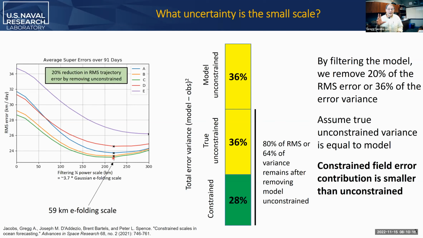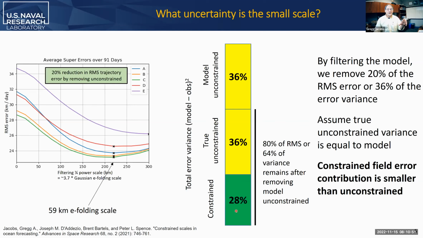What does that imply in terms of the total variance of errors these different pieces are contributing? So we reduced the RMS error to 80%, but if we look at it in terms of variance, we've reduced it to 64% of the original error. So 36% of the error variance was originally in the model unconstrained field. I'm going to assume that the variance in the true ocean is a similar quantity, which it's not. This is only a model. It doesn't represent all the variance of the ocean. So the true unconstrained variance is probably larger.